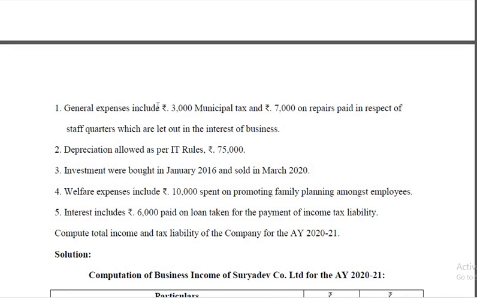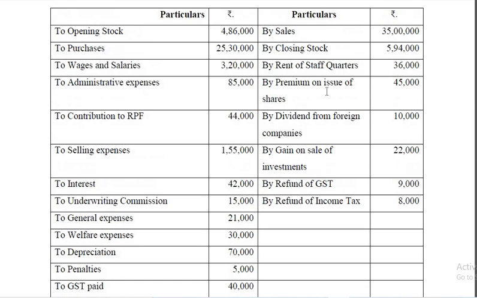Okay, first one is general expenses include 3,000 towards municipal tax and 7,000 on repairs paid in respect of staff quarters which are let out in the interest of business. See, you have got one item here, rent from staff quarters. Now, there is some confusion or differences of opinion as to whether it should be taken as business income or it should be taken as income from let out house property.